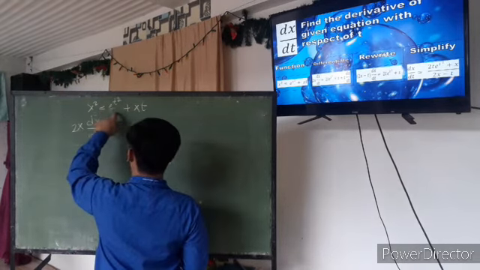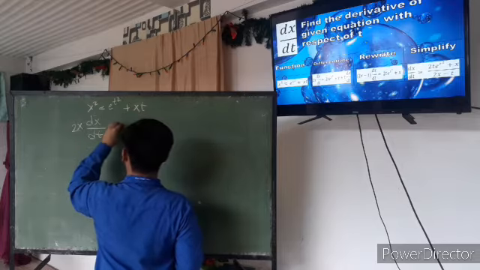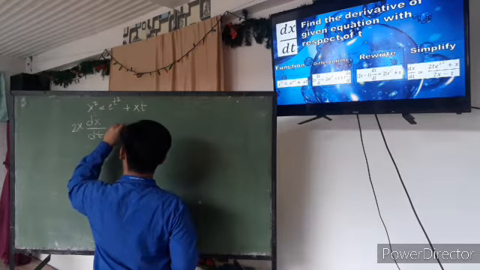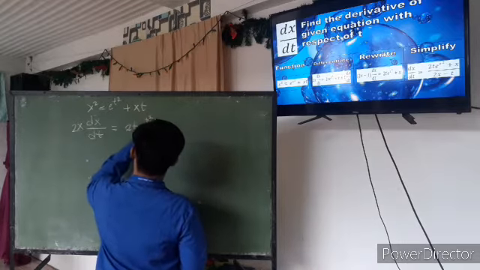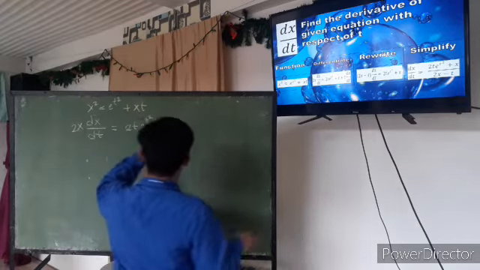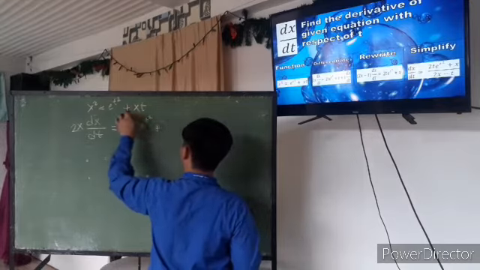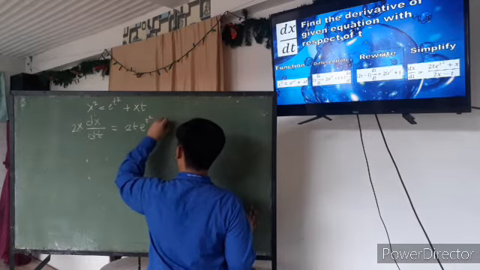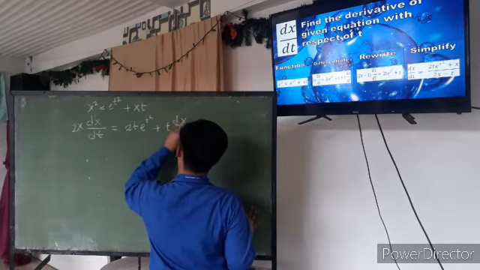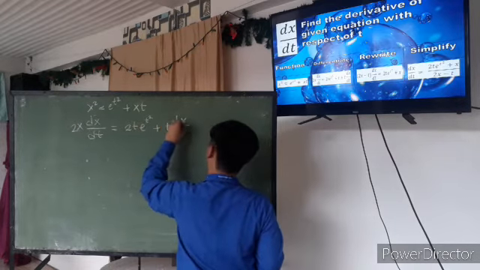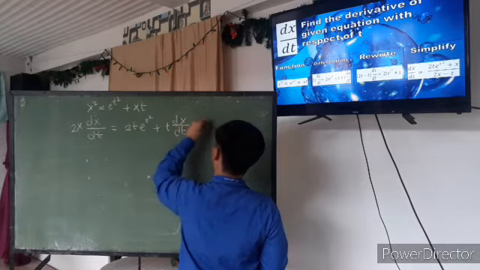Then, pag i-differentiate ang e raised to t squared is 2 of t raised to t squared. Then, plus, ngayon, product rule, i-apply. Is gito maging resulta niya: t of d of x over d of t plus x.